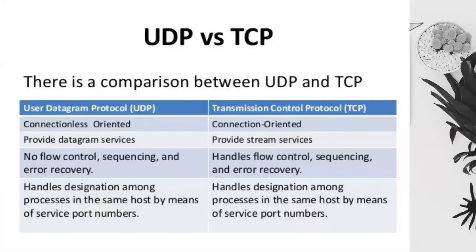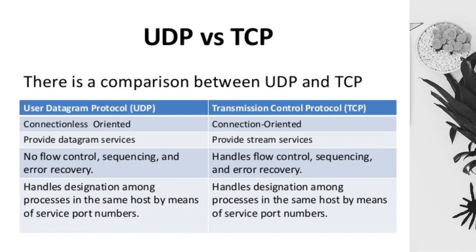So what is the major difference between UDP and TCP? UDP is a connectionless protocol. That's why in most scenarios we won't see UDP everywhere. Whereas TCP is a connection-oriented protocol, which means TCP uses something called a three-way handshake in order to communicate with each other. Whereas UDP provides a datagram service, TCP provides a stream service.